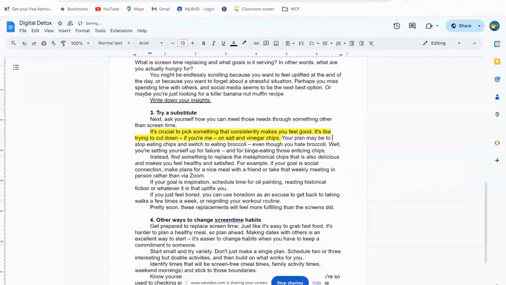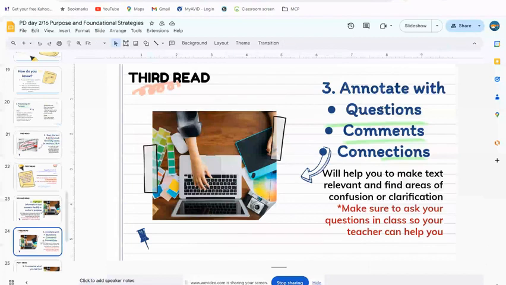Okay. And so you're going to take a minute right now. You're going to write questions, comments, and connections in the margin from the parts that you highlighted. So take a minute and do that right now.